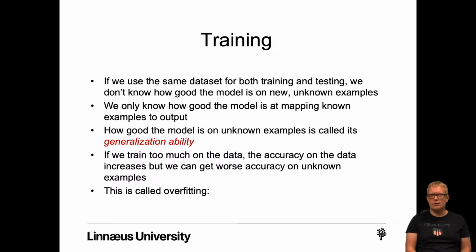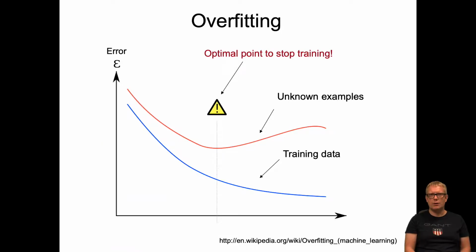If we train too much on the dataset, the accuracy on the data increases, but we can get worse accuracy on unknown examples. And this is called overfitting. So as we see here, the error rate, the blue line, drops significantly on the training data and keeps dropping, but the error rate on unknown examples drops at first, but then it keeps going up again. And the optimal point to stop training is when the error rate on the unknown examples is as low as possible.